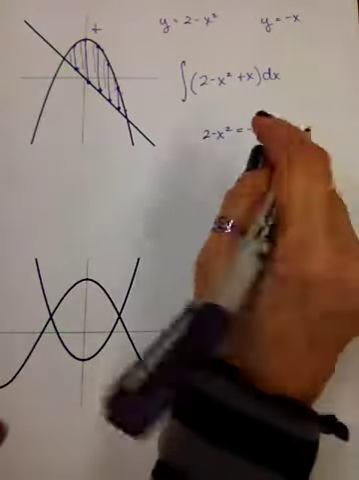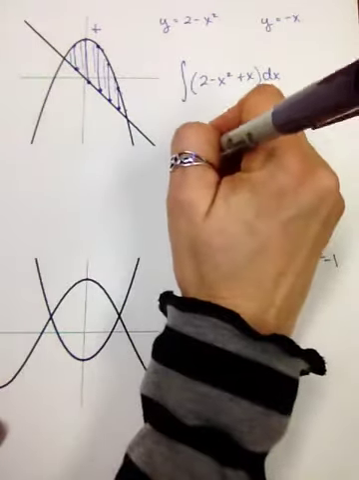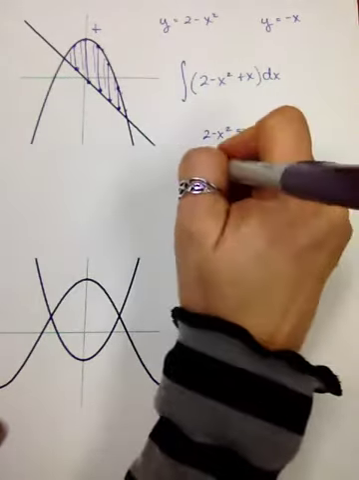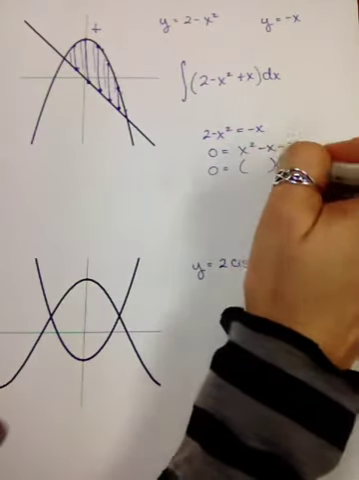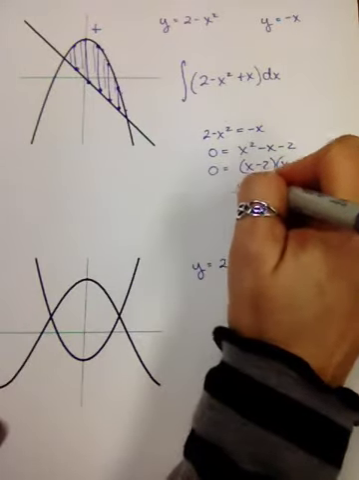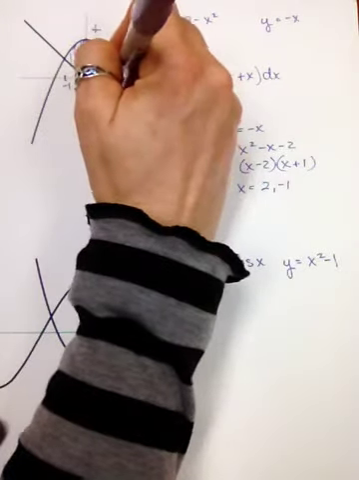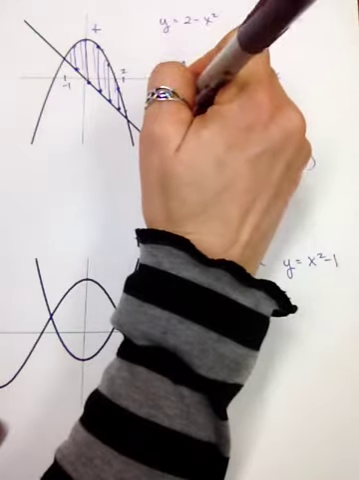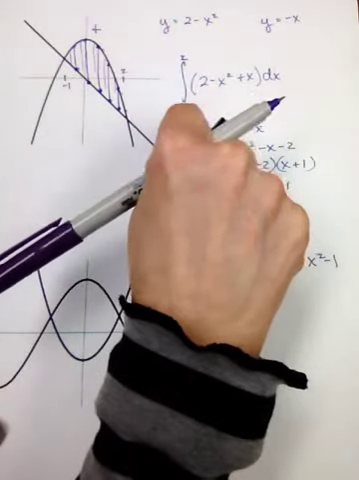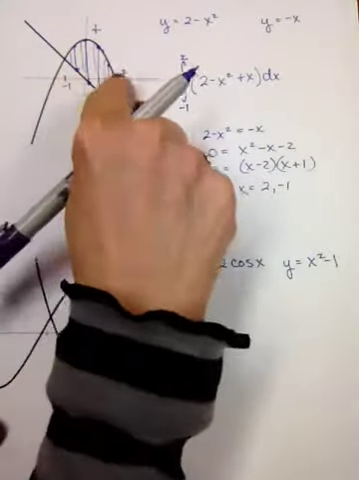So I'll solve this equation, and this is quadratic. So I'm going to set it equal to 0, and I'm going to move everything to the right. So I have 0 equals a positive x squared minus x minus 2. So 0 equals, and I'll factor it, x minus 2 times x plus 1. So x equals 2 or negative 1. So this x value is negative 1, this x value is 2, and those are my limits of integration from negative 1 to 2. So when I actually do the antiderivative and evaluate the antiderivative at 2 and negative 1 and subtract, first fundamental theorem, I would have the area of this shaded region right here.